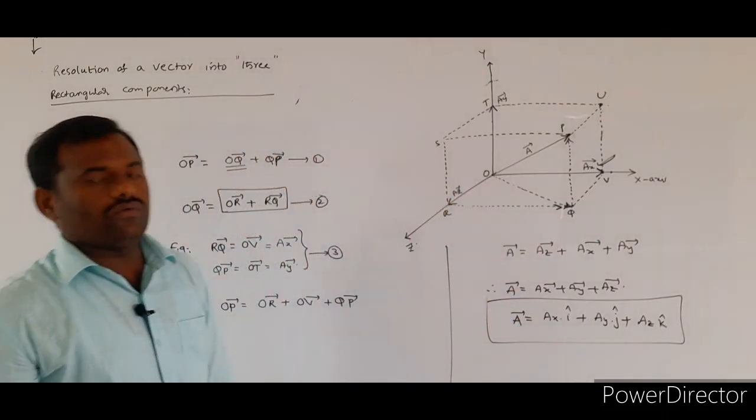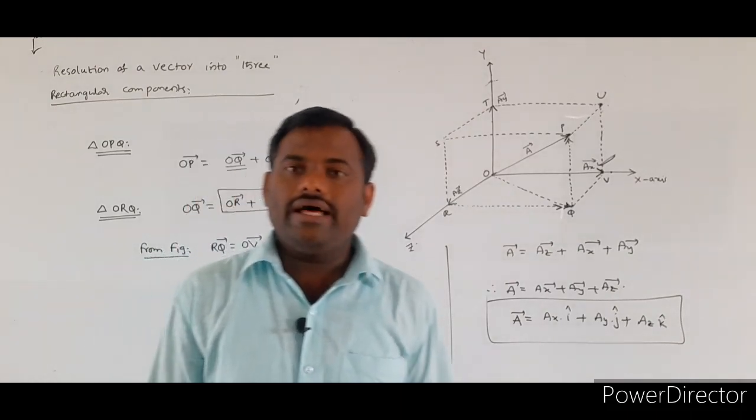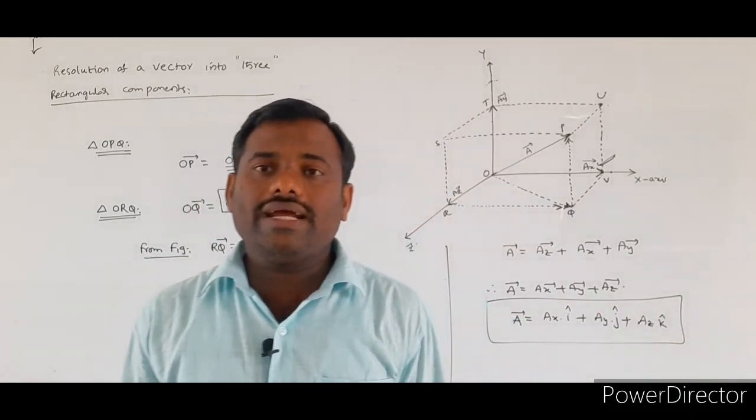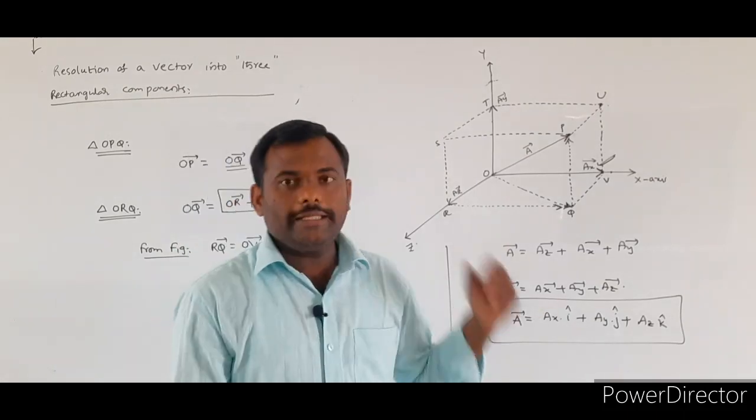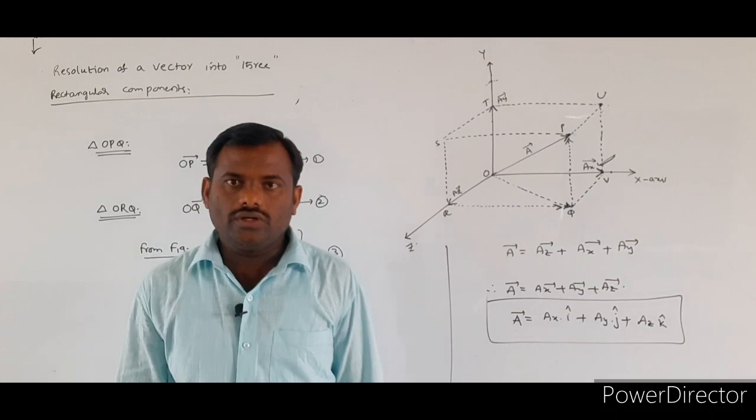So this is called the rectangular components of a given vector quantity in the three-dimensional plane. Okay. Thank you.